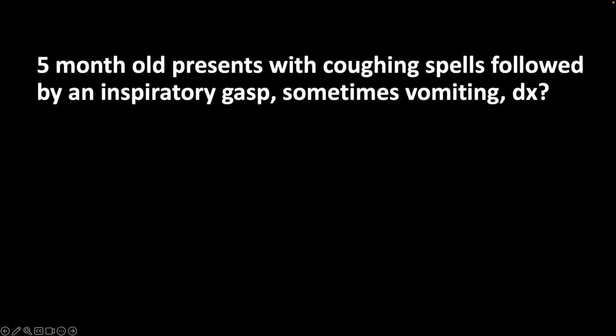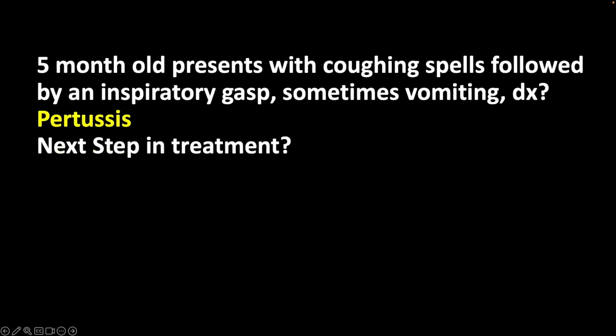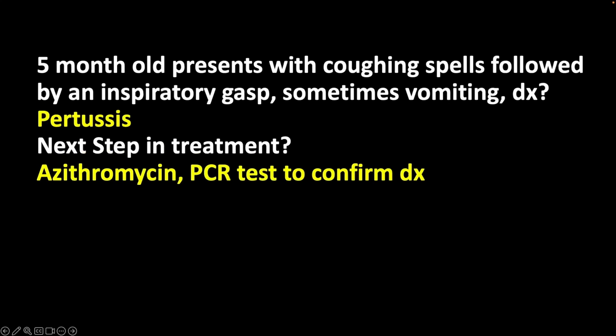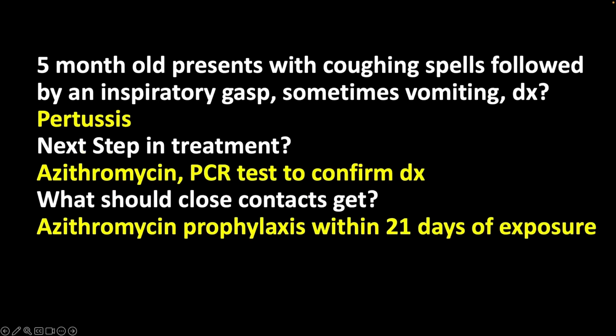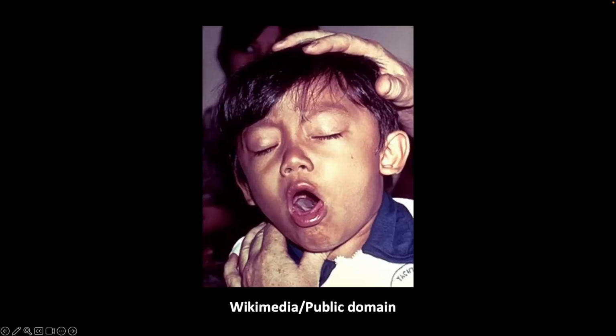Now we have a 5-month-old who presents with coughing spells followed by an inspiratory gasp and sometimes vomiting. This is pertussis. And what's the next step in treatment? You're going to want to give azithromycin and get a PCR test to confirm the diagnosis. And what should close contacts get? Azithromycin prophylaxis within 21 days of exposure. So anytime you see post-tussive emesis on an exam or coughing until you vomit, be concerned for pertussis.